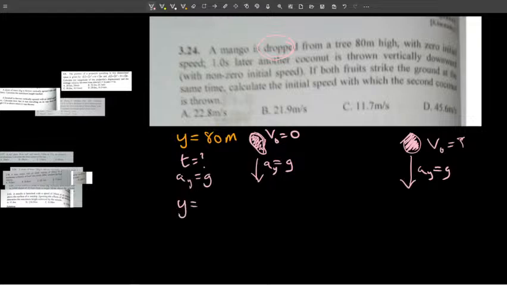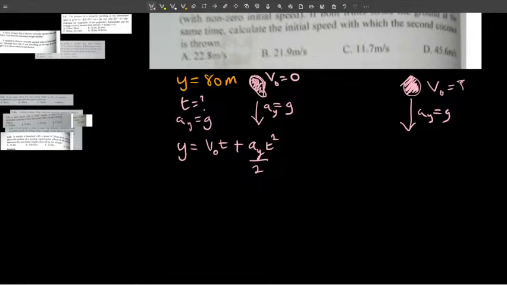y equals v naught t plus ay t square over 2. But we have a better formula. Let's use this formula. So our y is 80, so 80 will be equal to v naught, which is 0, so everything here will give me 0, plus ay, that's g, which is 10, so 10 t square over 2.